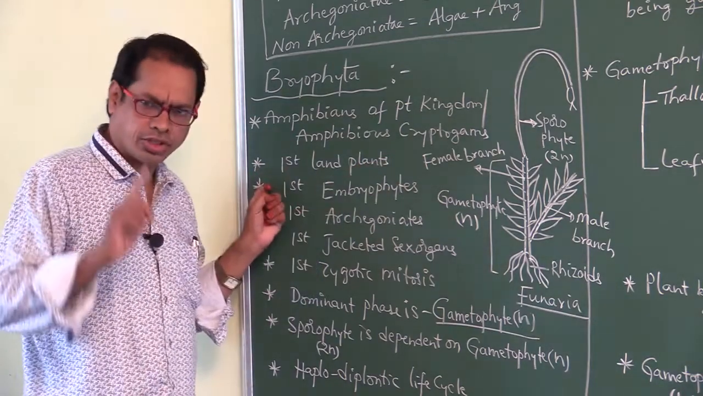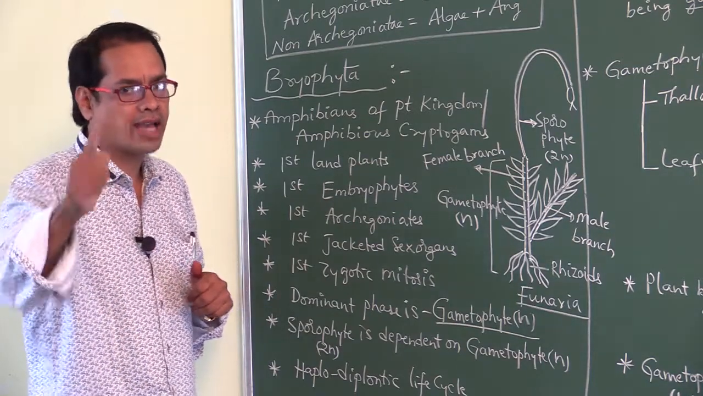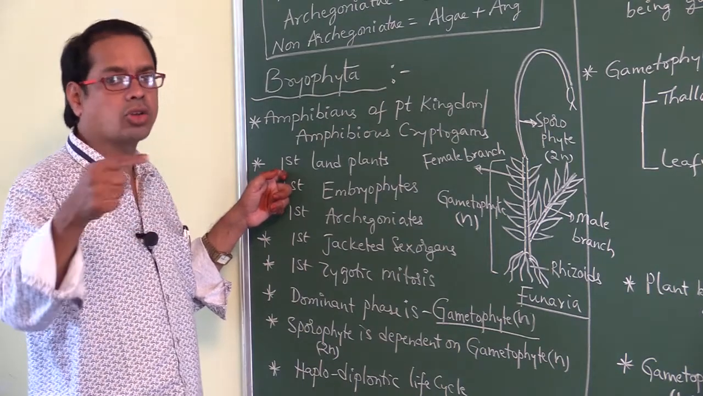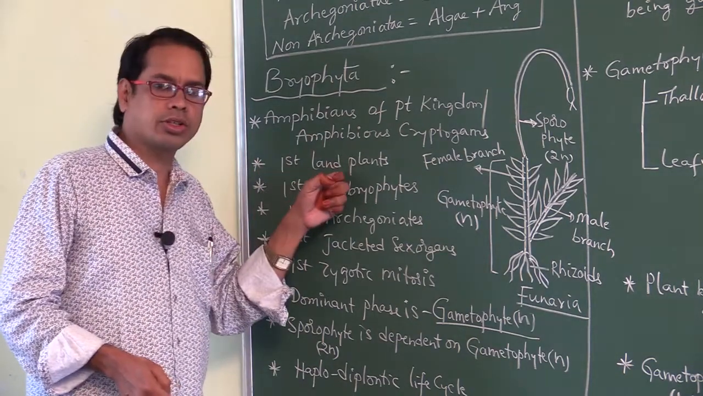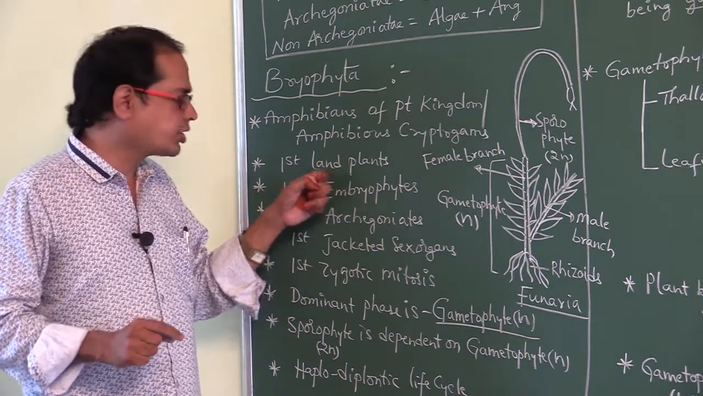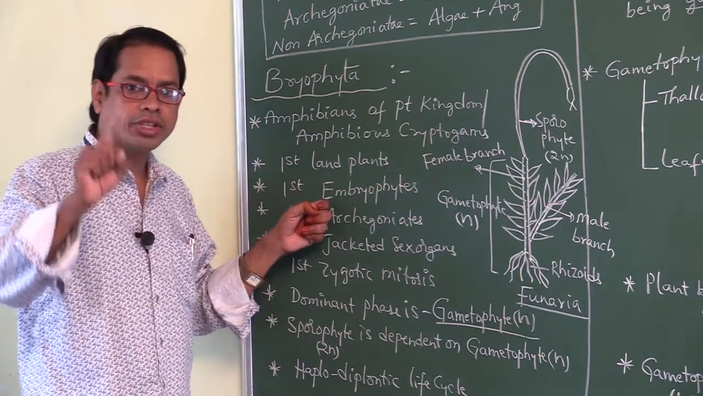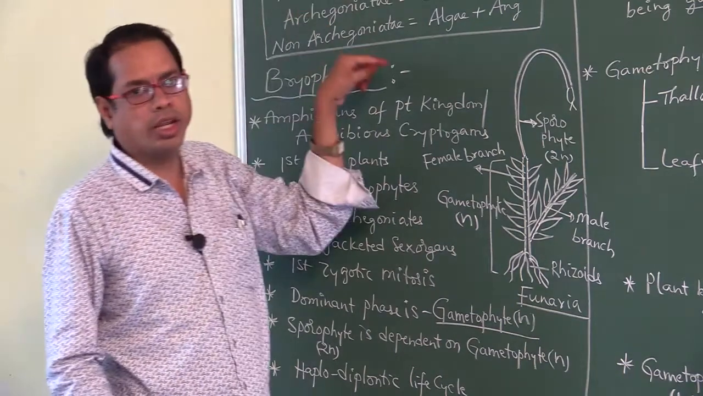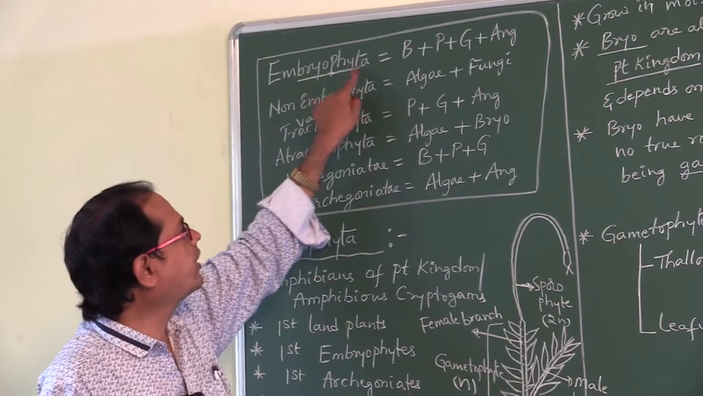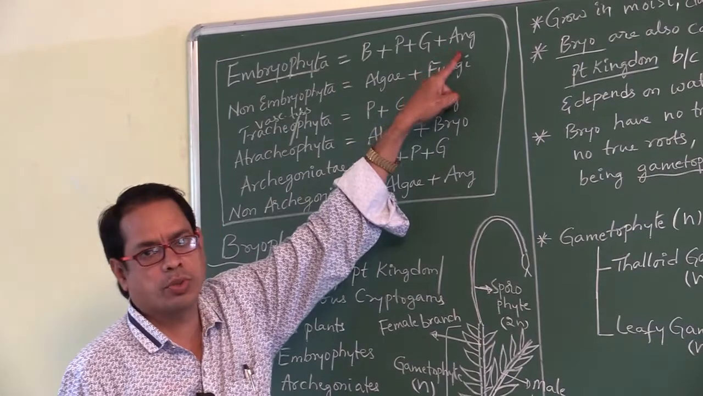Next, these are the first land plants, since algae are aquatic. These live on water and on soil, so they are the first land plants. Don't say first true land plants, do not add true. First land plants are bryophytes. These are considered to be the first embryophytes. First embryophytes are bryophytes. Last embryophytes are angiosperms.